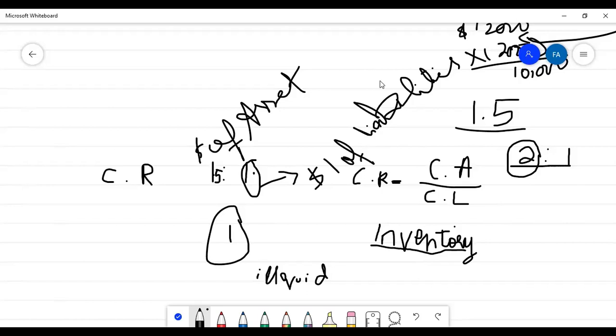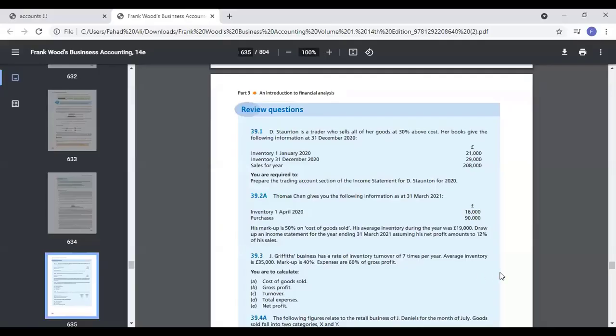Everything clear? Any questions so far, whatever I have explained to you? No. Okay. So now coming back to our questions, 39.1. Prepare the trading section of the income statement for 2020. Trading section. Do you know what is trading section?